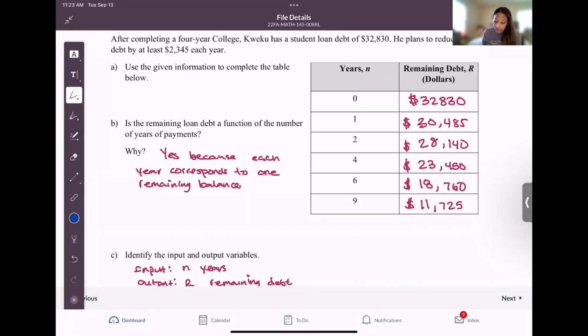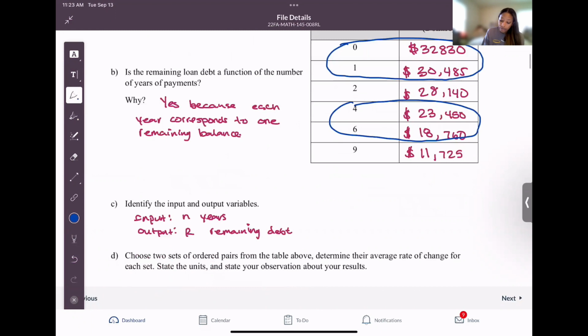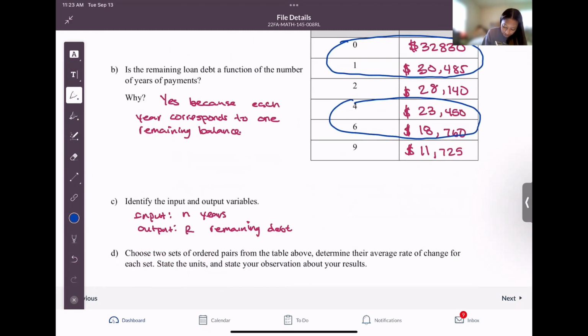Let's say we look at years 0 to 1 and then maybe 4 to 6. And we're going to calculate the average rate of change. So we're going to go n equals 0 to n equals 1. And then over here, n equals 4 to n equals 6. And we did these calculations in the last example. So the same way we computed the average rate of change when we were given tables previously, we'll do that now.